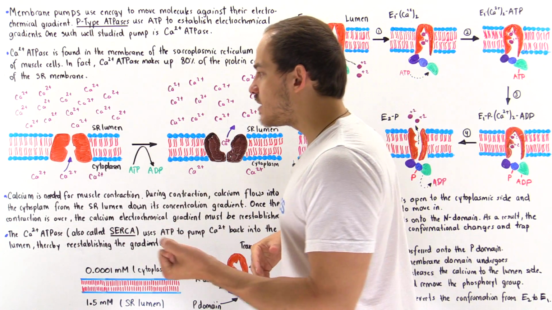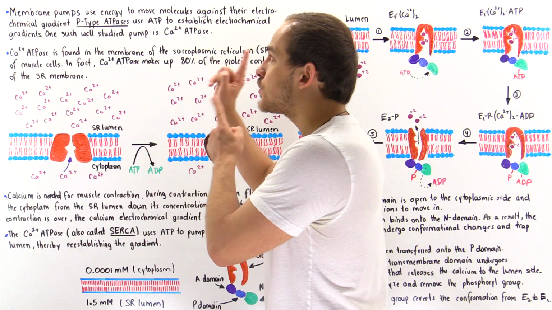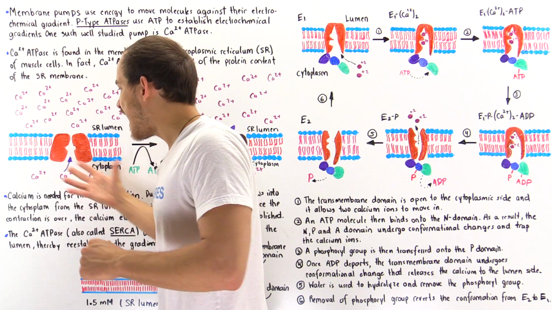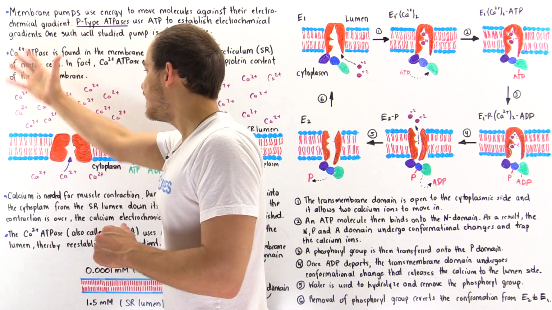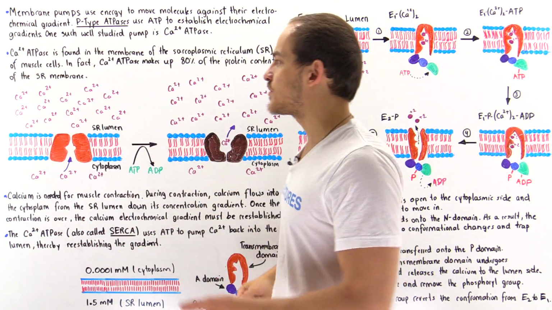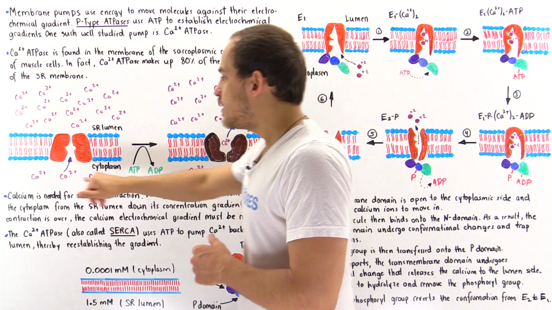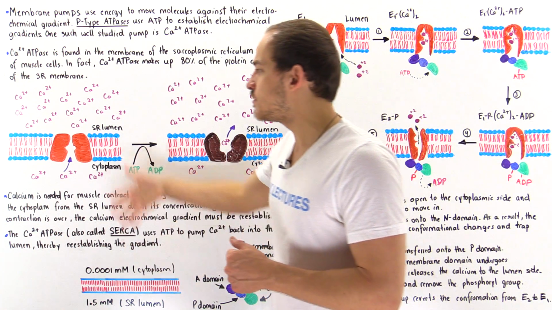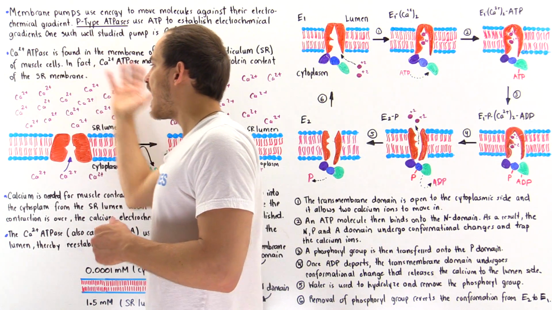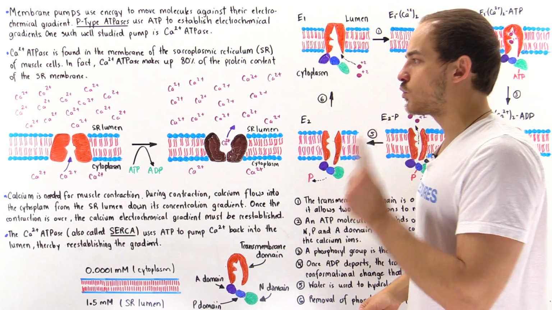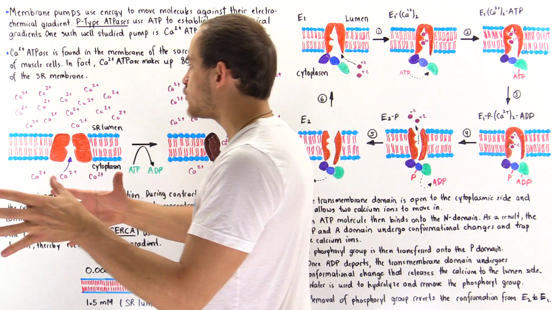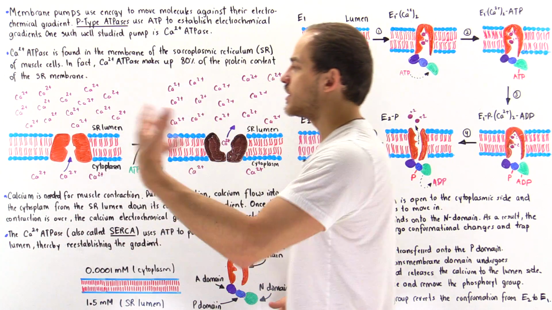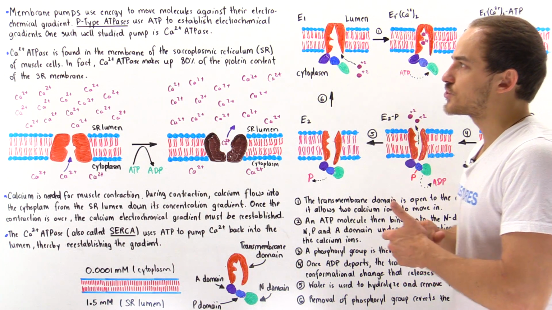Now, to relax the muscle, these protein pumps must very quickly and effectively take this calcium and move it back into the lumen of the sarcoplasmic reticulum. And when this is done, these calcium ions are moved against the electrochemical gradient. Ultimately, this also reestablishes the electrochemical gradient that is needed for the protein channels to move the calcium back in this direction so that the next muscle contraction can actually take place.